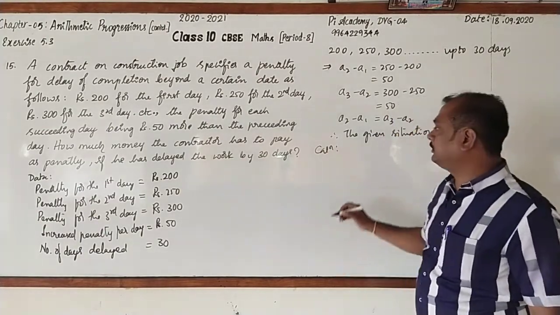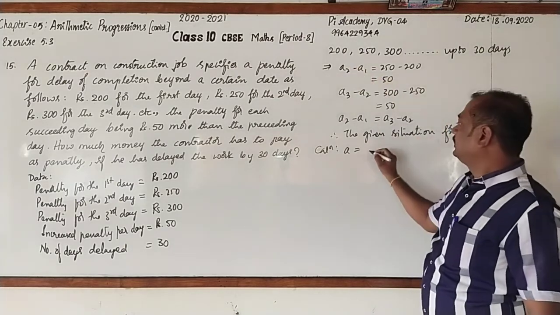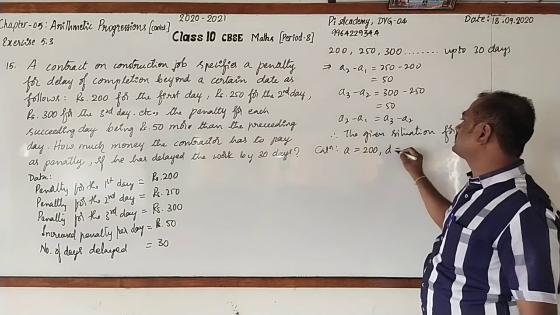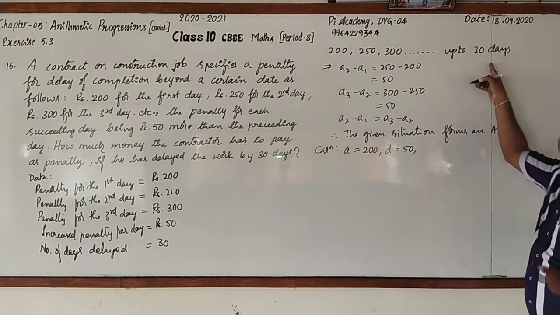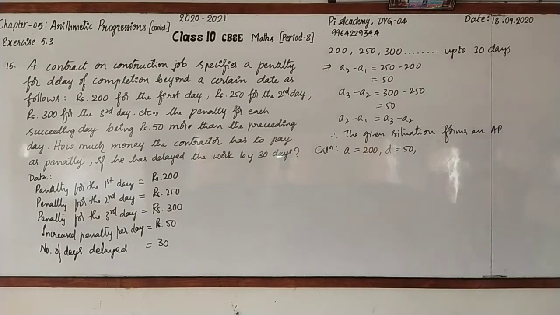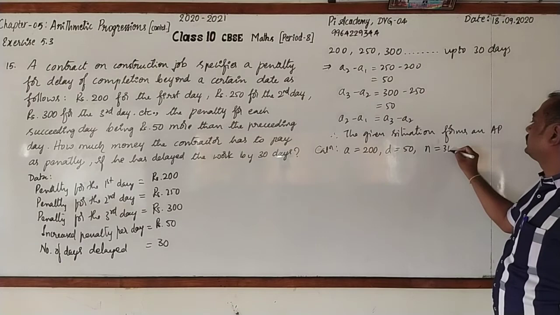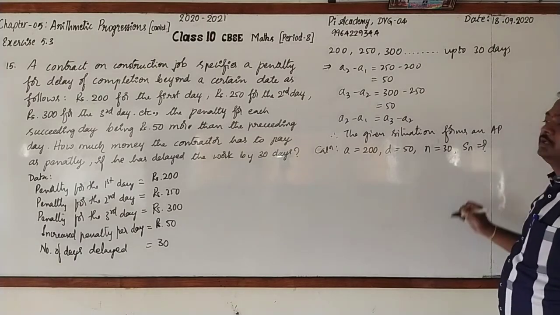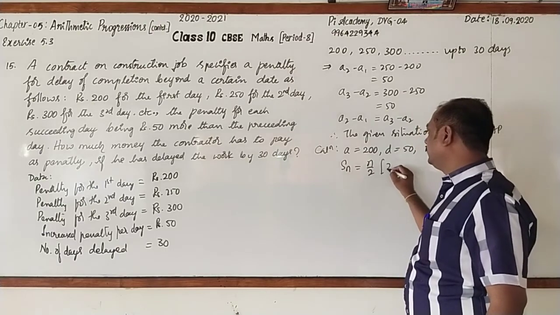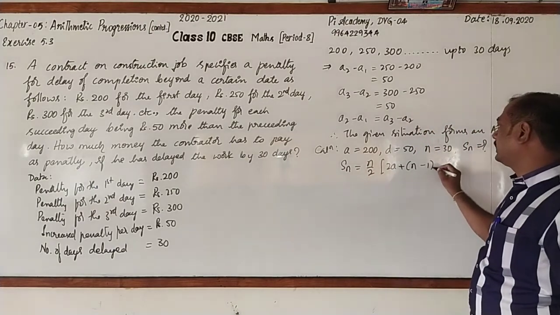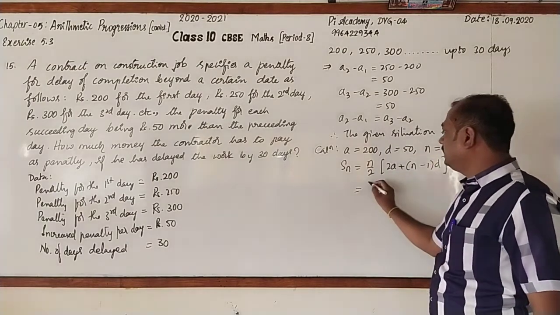If it is so, let us go for finding the sum. But to find out the sum, you must know the terms. What are the terms? What is the first term? It is 200. Common difference, just we have found out. It is 50. How many days? 30 days. What does 30 days indicate? It is n equal to 30. So we have to find out Sn. Then what is the Sn formula? It is n by 2 into 2a plus of n minus 1 into d. Then what is n? N is 30.